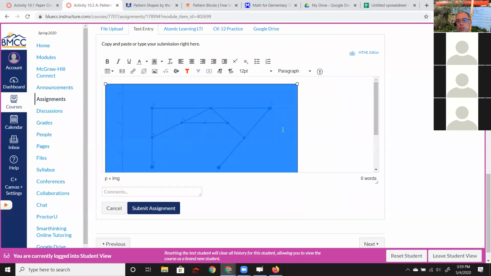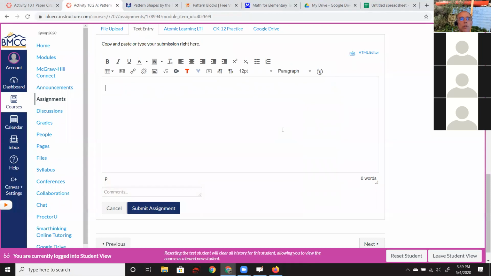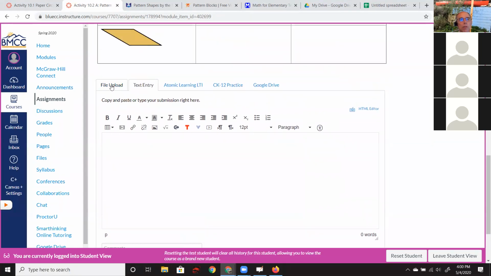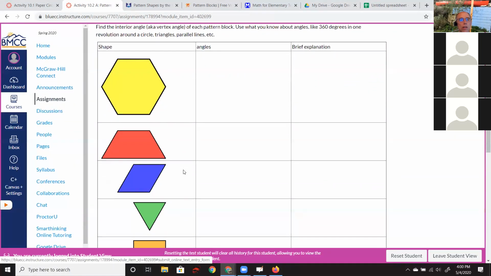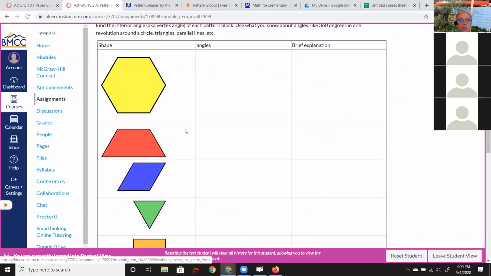So you could put pictures in the text box if you want. Whatever is easier for you. If you want to write it on paper, take a picture, and upload it, or if you want to type some stuff in, throw some pictures in, or just type some stuff, whatever works. Okay, so I'm going to grab this, and then let's do a couple together right now.